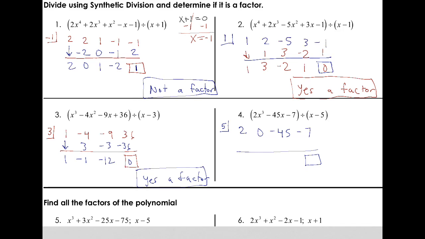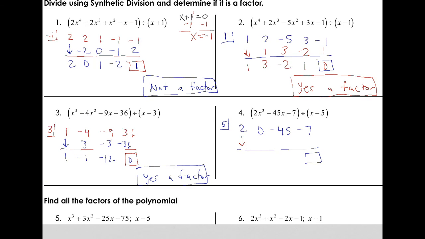And then we go from there. So 2 drops down, comes 10, because 5 times 2 is 10. That 10 drops down. This becomes a 50. 5 comes down. 5 times 5 is 25. A negative 7 plus a 25 is an 18. That's not a 0. It's not equal to 0, so not a factor.